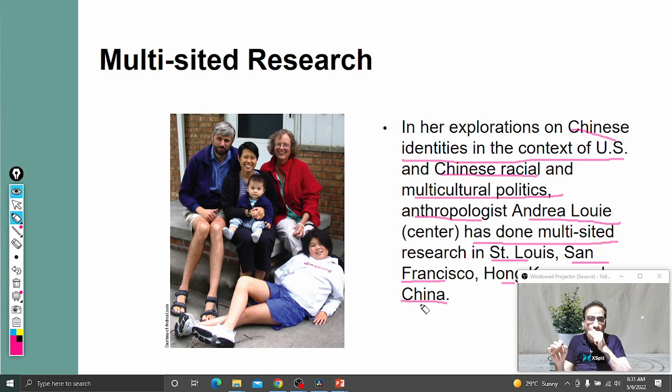So Andrea Louie visited the various sites and conducted research about a specific community, and that specific community is the Chinese.